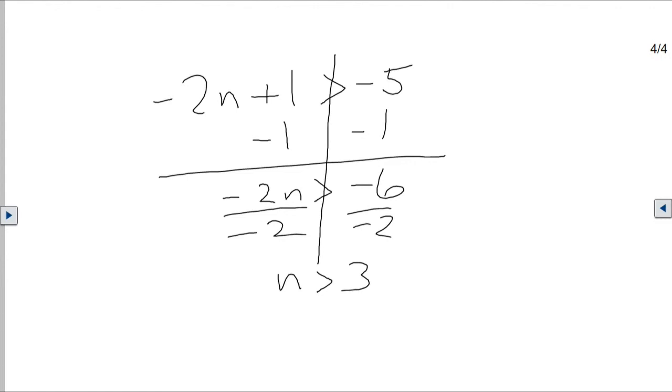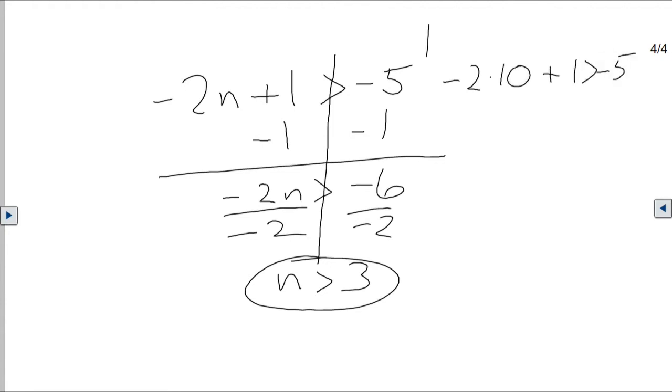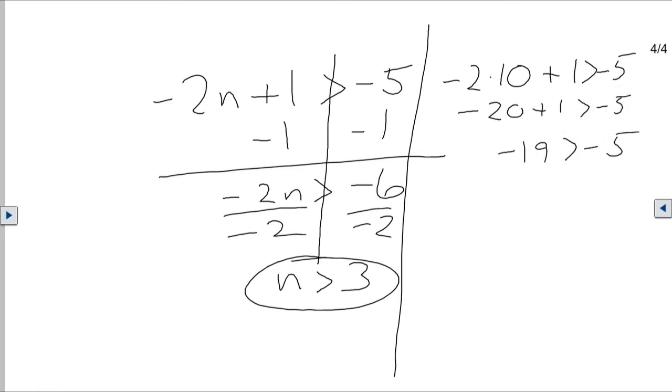So let's try an easy one. Let's try 10. Let's see if 10 is a solution. According to this, it should be because it's bigger than 3. So negative 2 times 10 plus 1 is greater than negative 5. Negative 2 times 10 is negative 20, plus 1 is greater than negative 5. Negative 19 is greater than negative 5. So we see we have an issue here. It turns out it's actually less than.